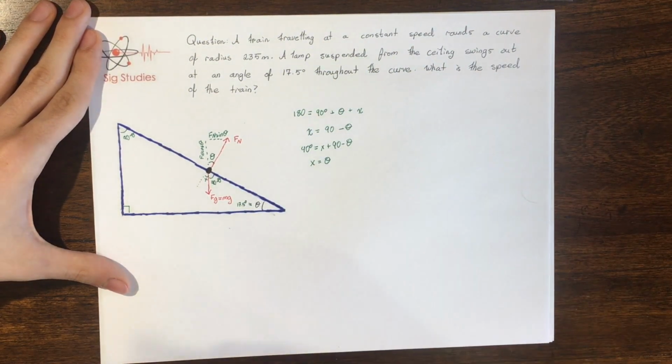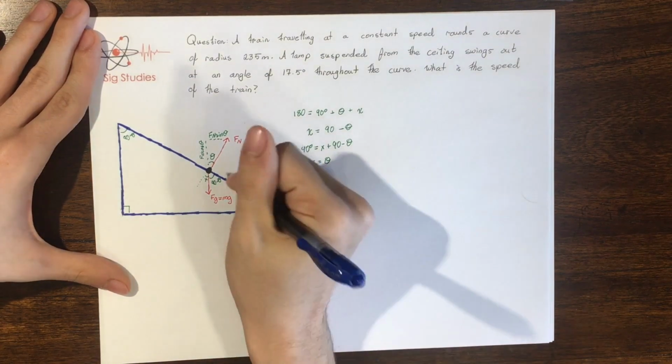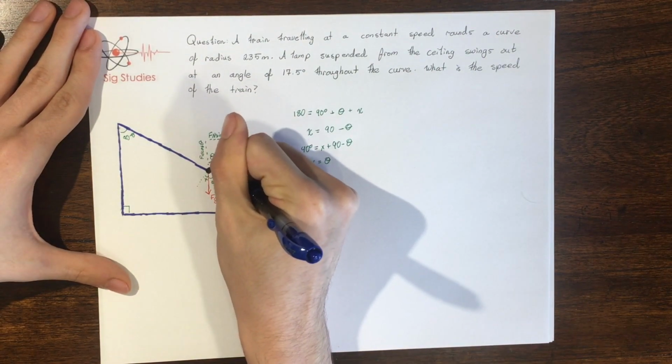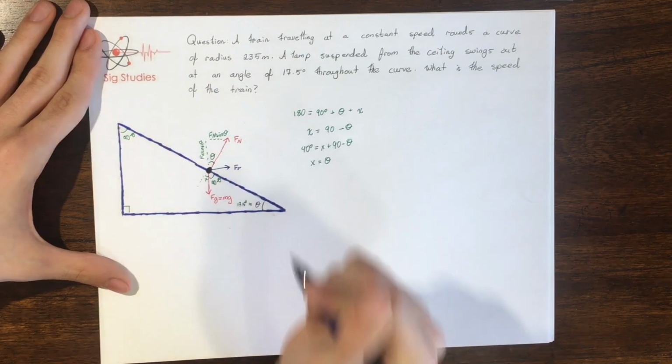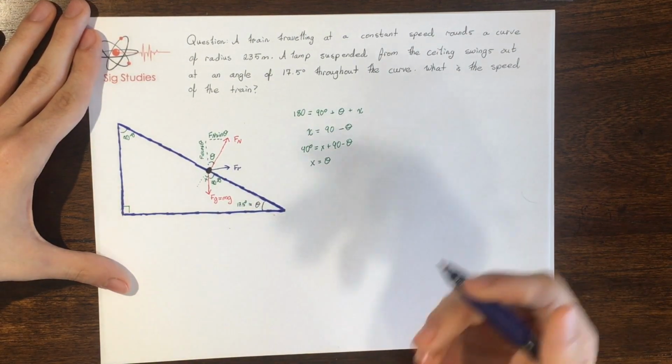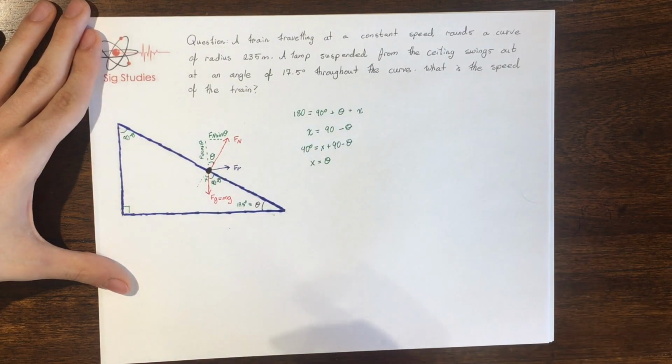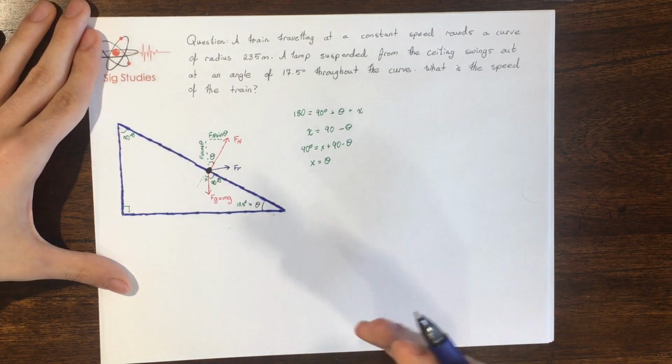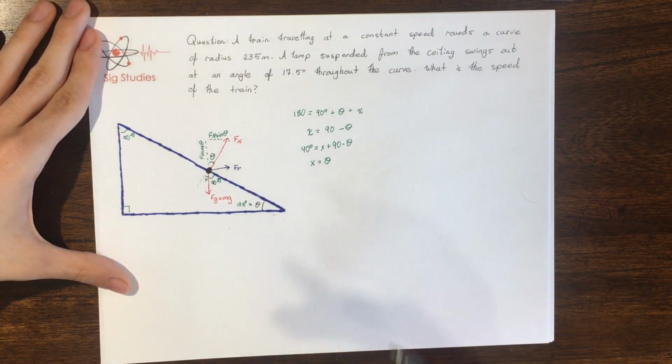Well, we have to notice, though, that since this is a bent curve and since this is uniform circular motion, we're going to have some sort of radial force. Remember, the centripetal acceleration is always pointing towards the center of the circle. So if the acceleration is pointing towards the center of the circle, the summation of the forces is also pointing towards the center of the circle.